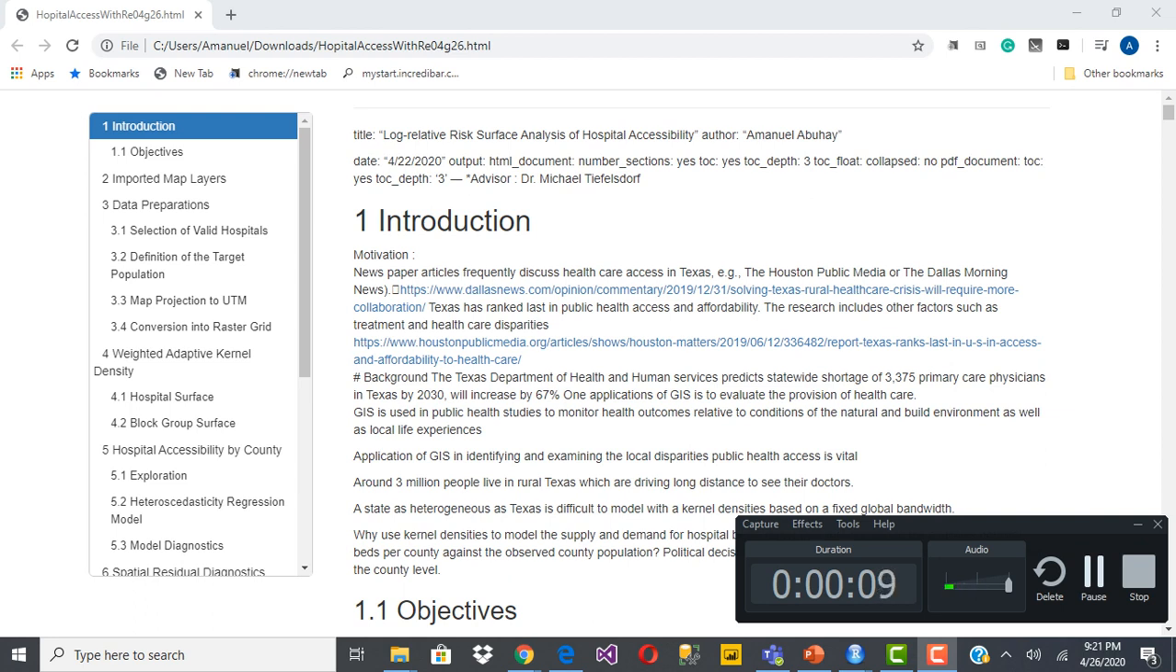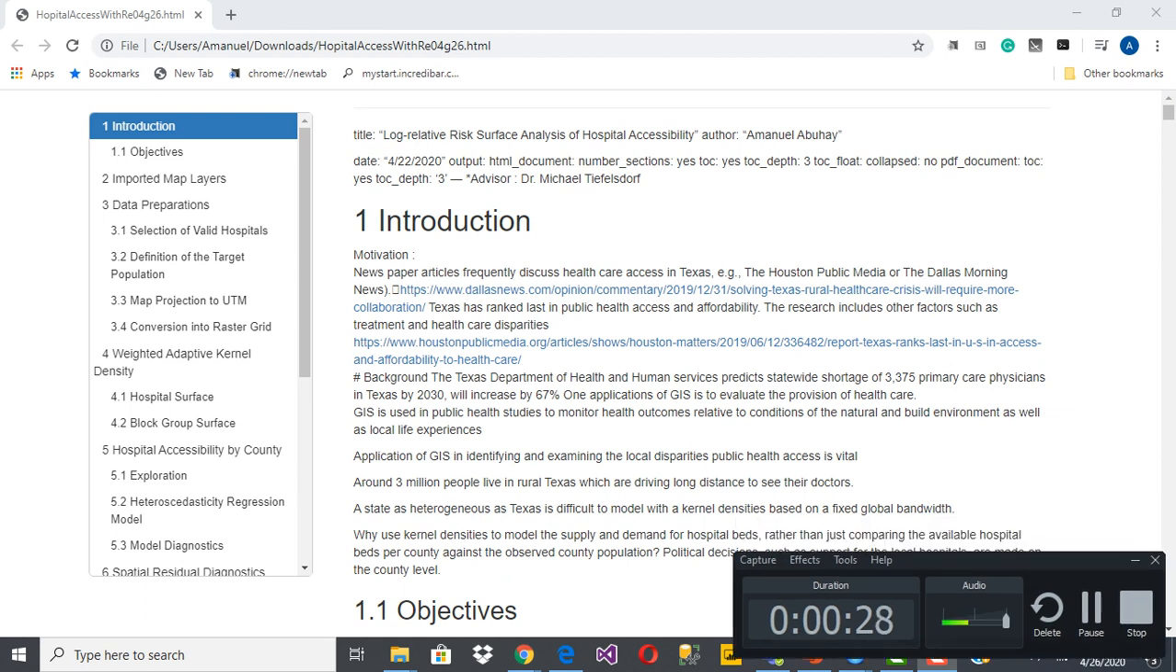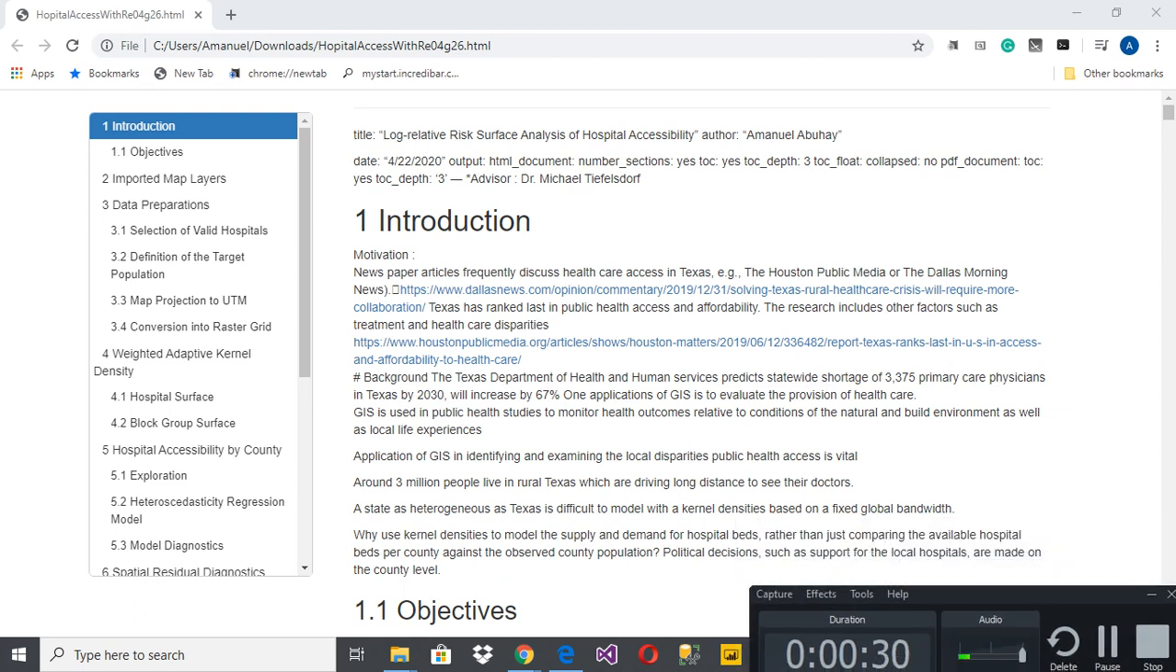My topic is an evaluation of available hospital beds relative to the population distribution in Texas using adaptive bandwidth log relative risk. My advisor is Dr. Michael Teufelsdorf, and I would like to thank you, Dr. Michael.